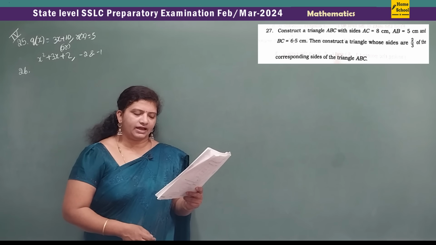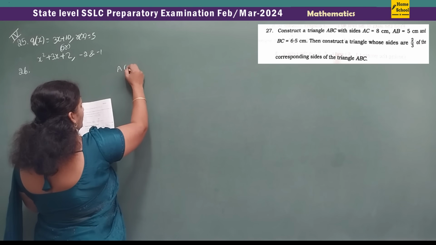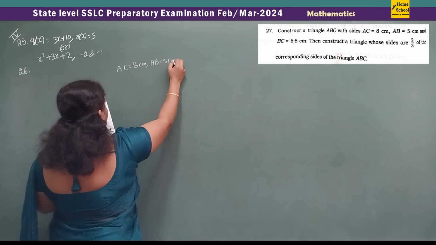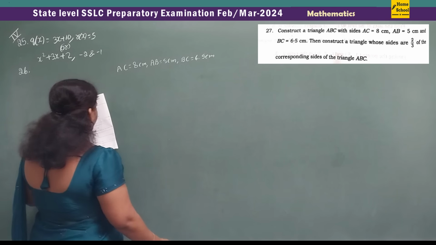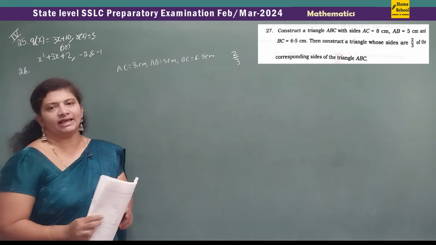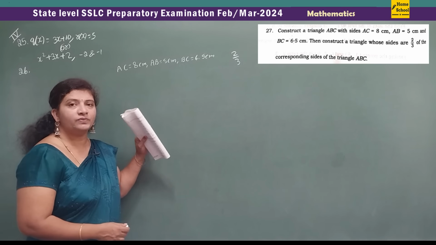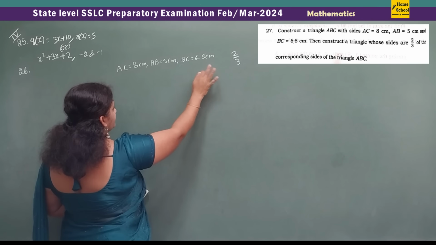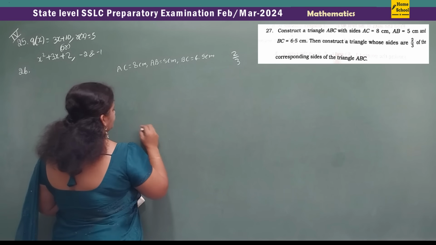27. Construct a triangle ABC with sides AC is equal to 8 cm, AB is equal to 5 cm, and BC is equal to 6.5 cm. Then construct a triangle whose sides are in the ratio 2 by 3 of the corresponding sides of the triangle ABC. So this is a construction. So without tools I am doing roughly. You please do with your construction tools. Observe here. 8 cm, 5 cm, 6.5 cm given. Anything you can take it as a base. Let me take AC as a base.